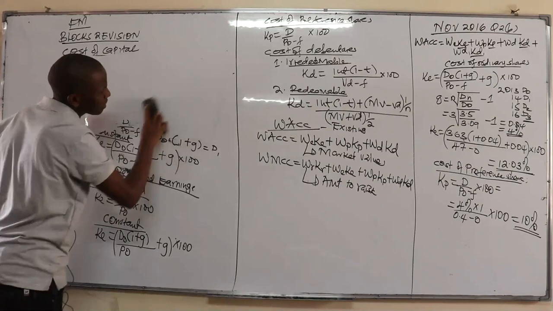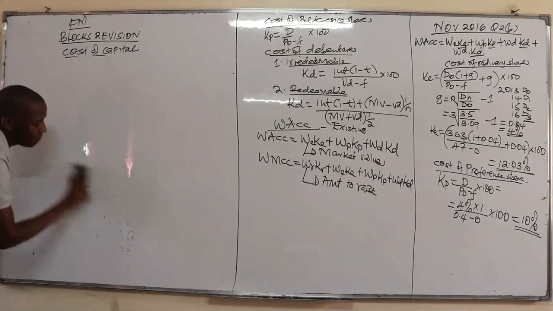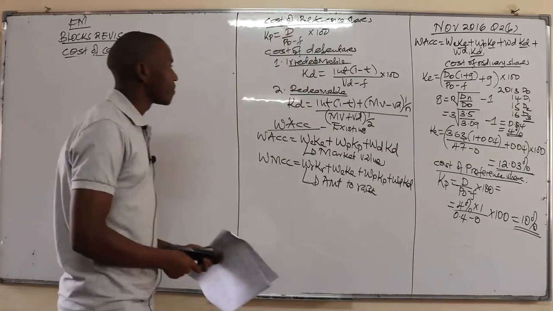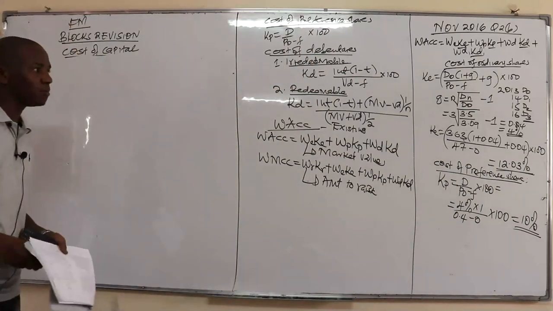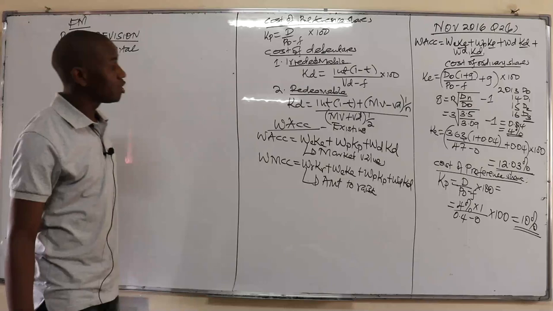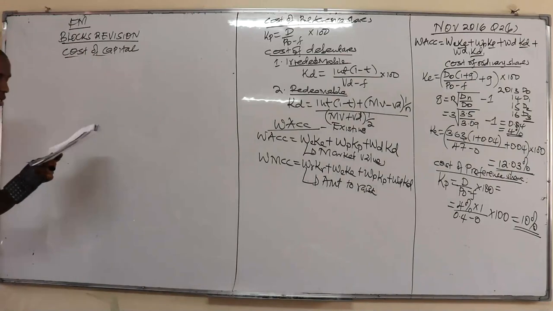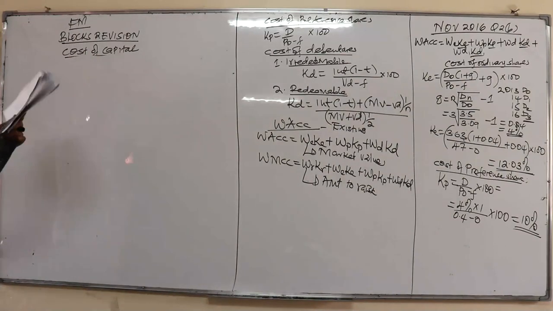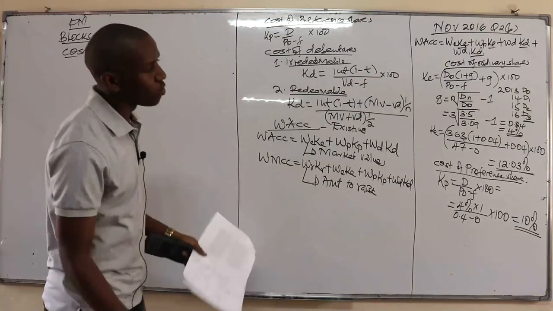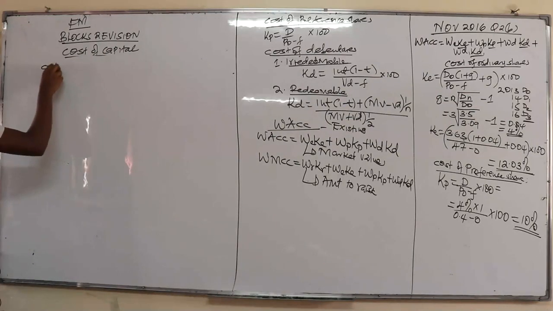And on debentures, you have to first understand the type of debenture. In this case, we have two types: the redeemable debentures and the irredeemable debentures. Redeemable debentures have a defined maturity period, but irredeemable ones do not. In our case, under long-term liabilities, it was 7% bonds, which was redeemable after 6 years, meaning it is a redeemable bond.